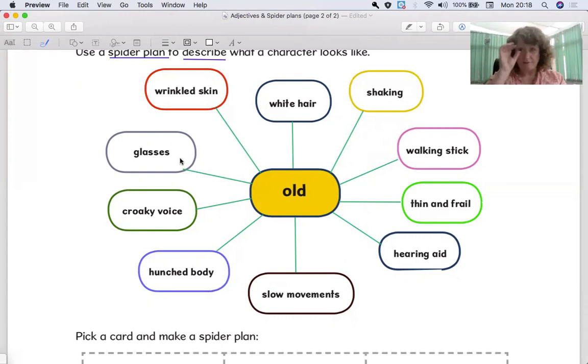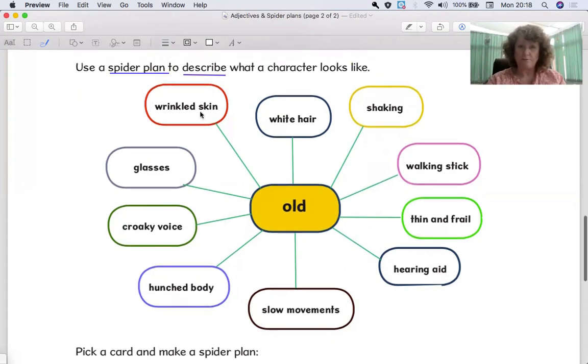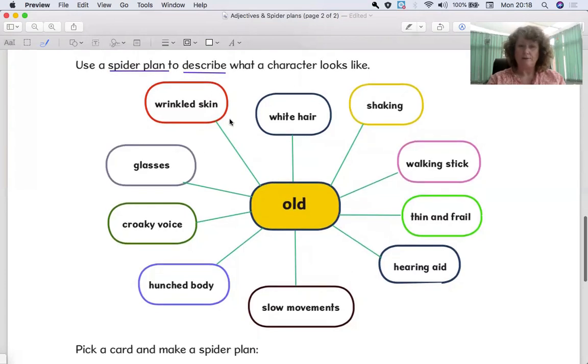They may have glasses. Often older people have glasses because your vision changes as you get older. Some have wrinkled skin. So those are just some ideas.